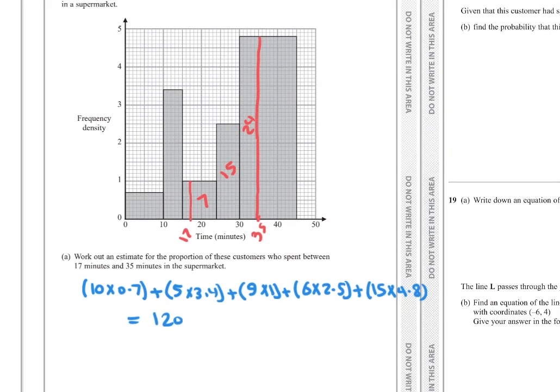Now, to find the proportion, the number between 17 and 35, which is 7 plus 15 plus 24, over the total number, which is 120, equals 46 over 120.